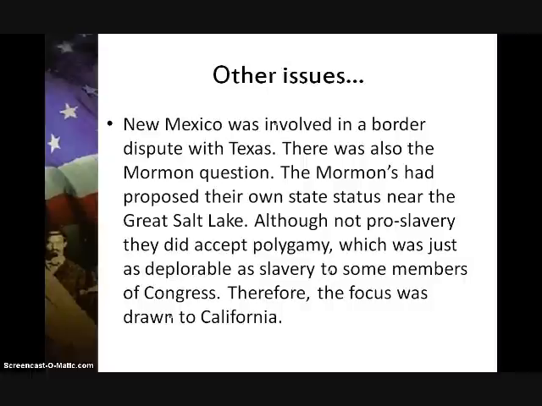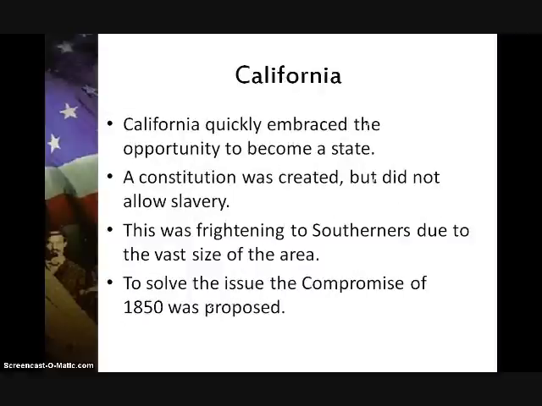So the focus was drawn to California, a lot to benefit the United States there, a large land area. But that was scary for the South. A constitution was created. It did not allow for slavery. Southerners said, that's a huge area to have to contend with. They have a lot of representation.